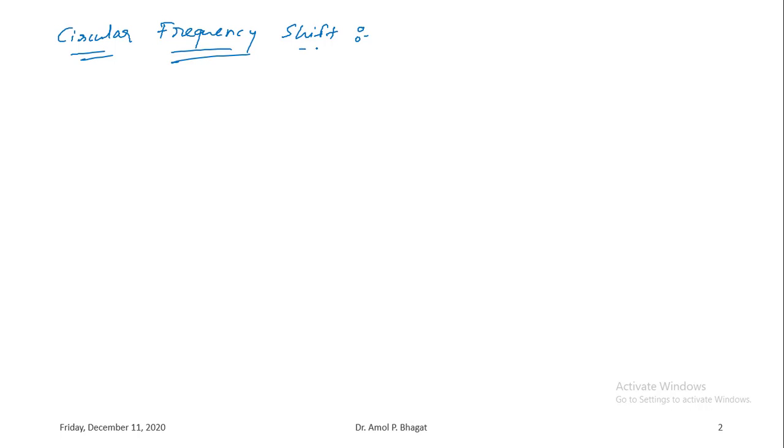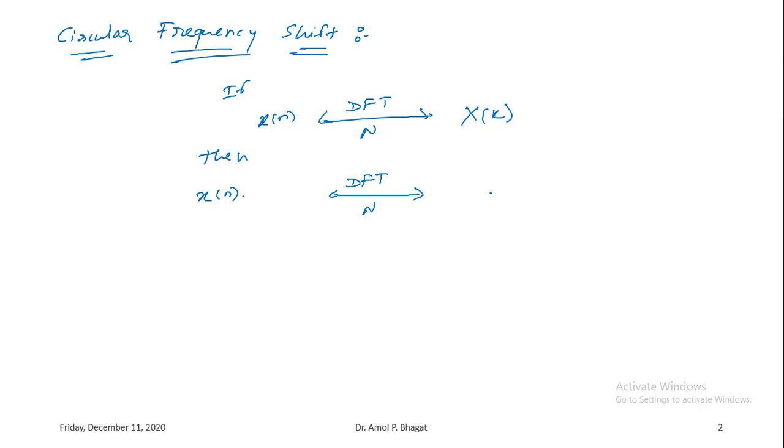As per this circular frequency shift property, if there is a discrete time sequence x of n with N-point DFT as x of k, then the frequency shift in the frequency domain, that is the circular frequency shift, that is x of k minus L, so frequency shifted by L samples with circular period of capital N, then in the time domain this signal will get multiplied by e to the power j2 pi L n by capital N. So this is nothing but the circular frequency shift property.